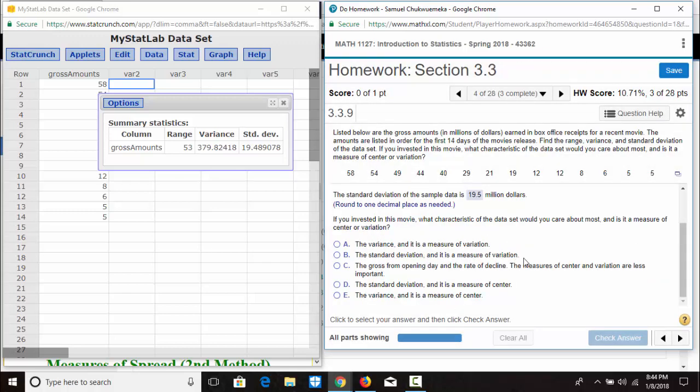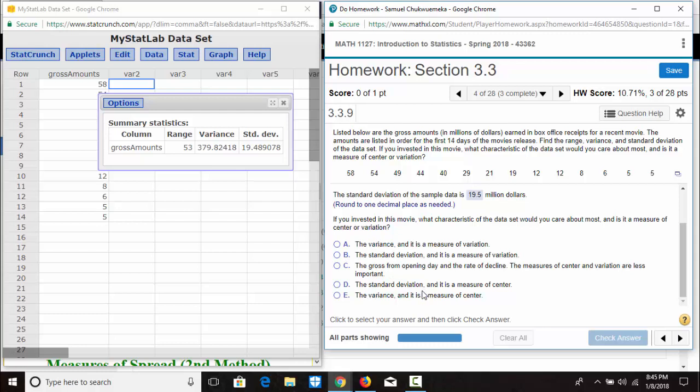If you invested in this movie, what characteristic of the data set would you care about most? And is it a measure of center or variation? A, the variance, and it's a measure of variation. B, the standard deviation, and it's a measure of variation. C, the gross from opening day and the rate of decline. The measures of center and variation are less important.